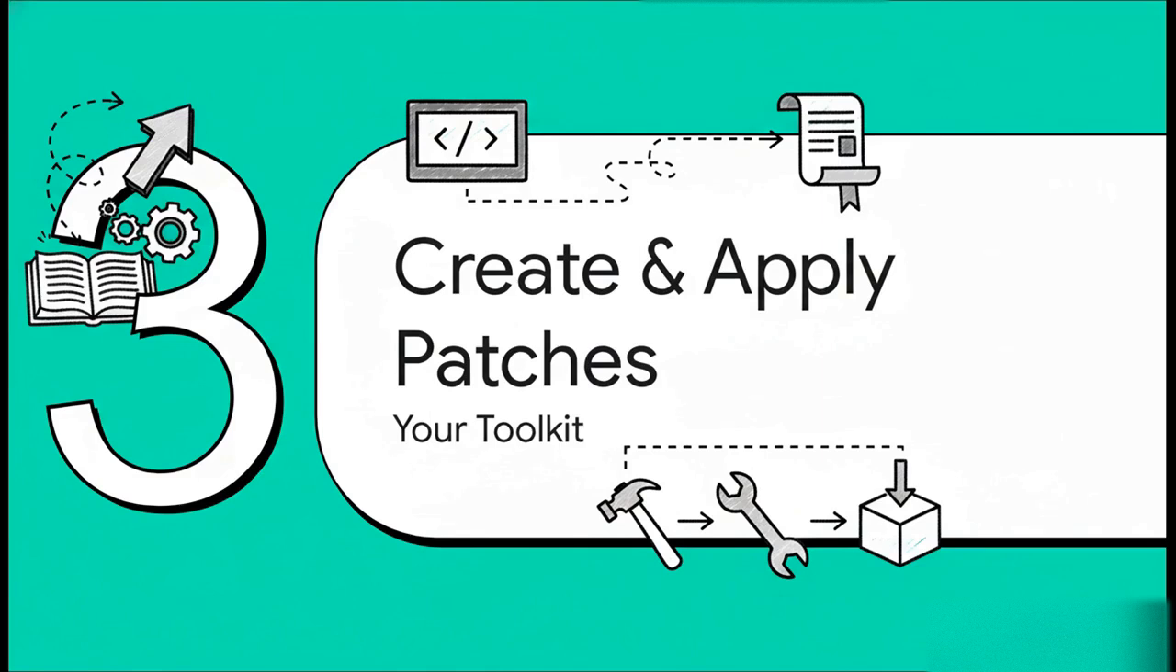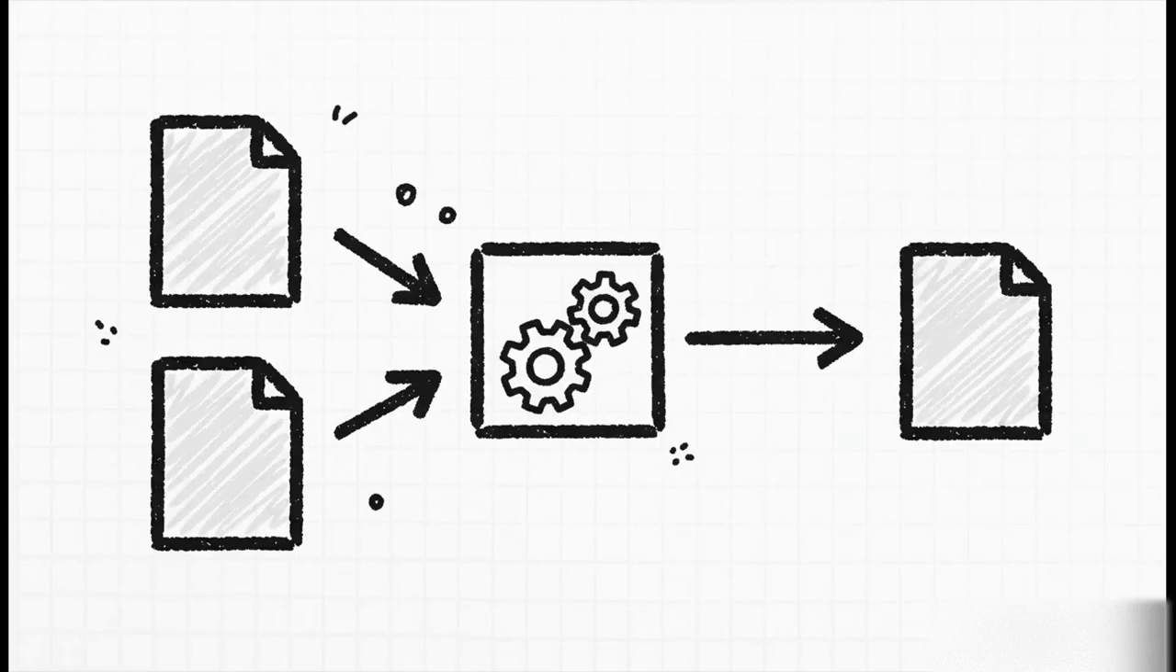Now that you can read a patch file, it's time to learn how to actually create one and then apply it using a couple of essential command line tools. The classic old-school tool for this is diff. With the -u flag, which stands for unified format, you just tell it to compare an original file with an updated one, and then you use that little arrow to redirect the output into a new .patch file. This is the time-tested way to do it.